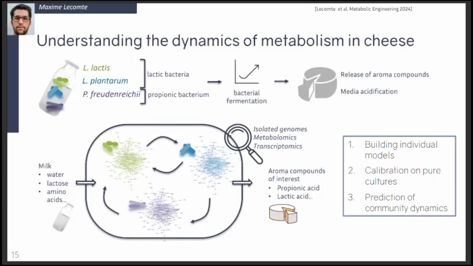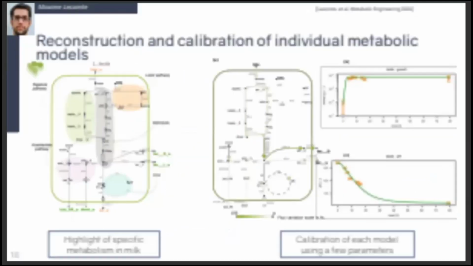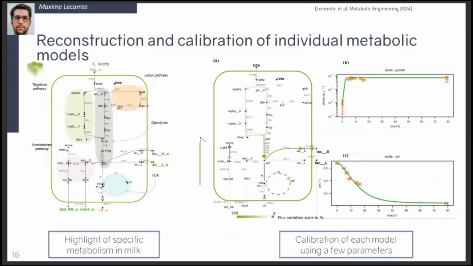So we followed a 3-step process, from the building of individual models to their calibration using pure culture data. And finally, we tried to predict the community dynamics. So the reconstruction of the metabolism of these strains in milk. And then we built the individual dynamic models that I mentioned earlier using pure culture experimental data.